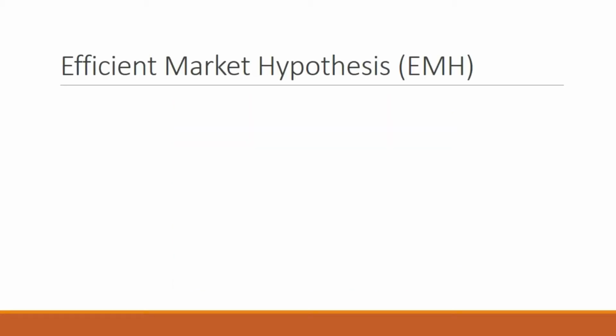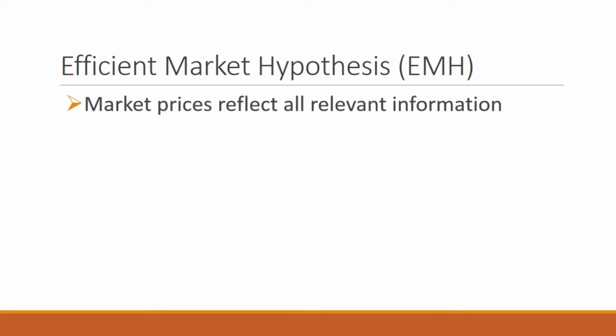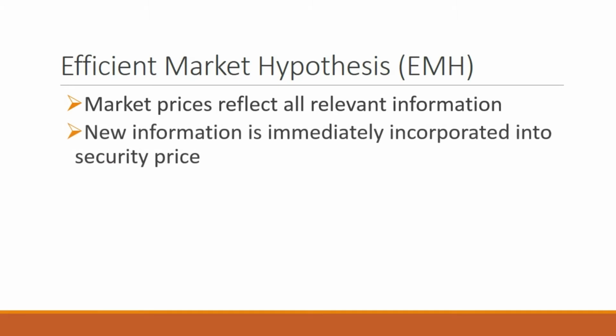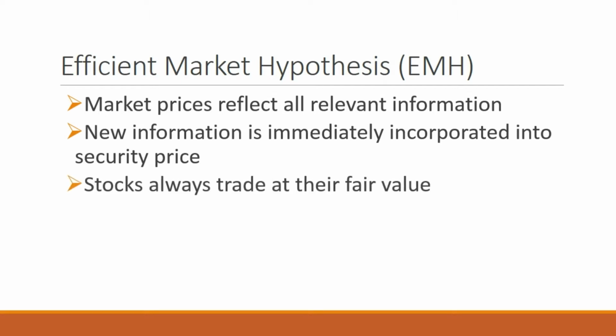The dominant economic theory about how financial markets work is known as the efficient market hypothesis. According to EMH, market prices reflect all the relevant information about any stock or security. New information is immediately incorporated into a security price, which means that stocks and securities always trade at their fair market value.